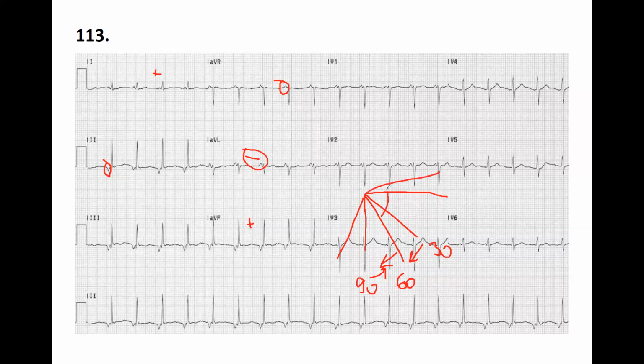I have to delete this one and I'm drawing nicely. So that should be perpendicular to 60, all right? So that's AVL. AVL is perpendicular to 60 and is negative, so it means more than 60 but less than 90. So you are between 60 and 90. It's still normal.